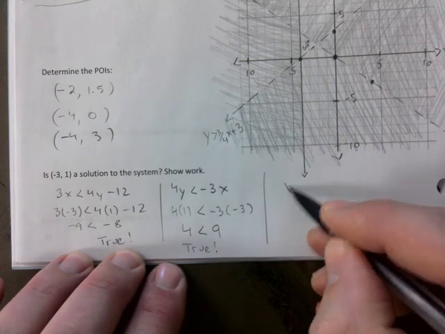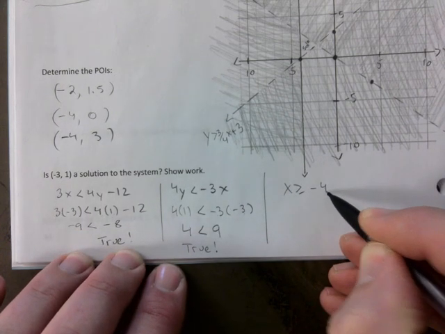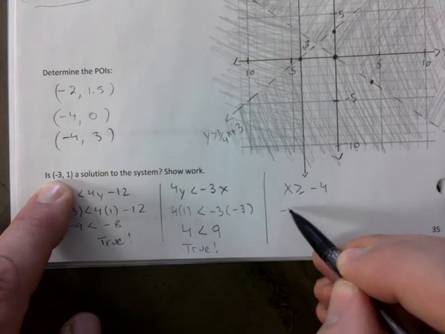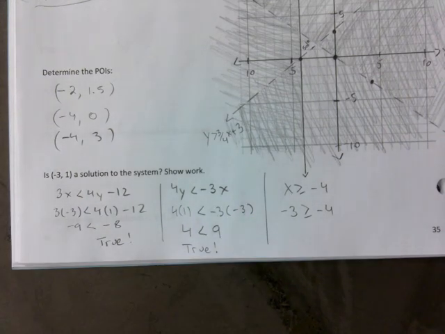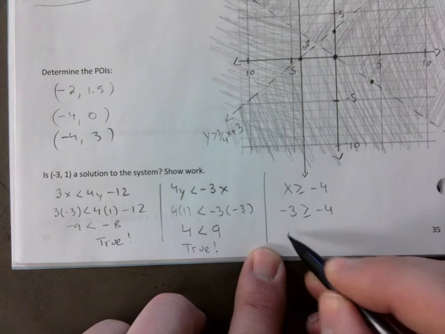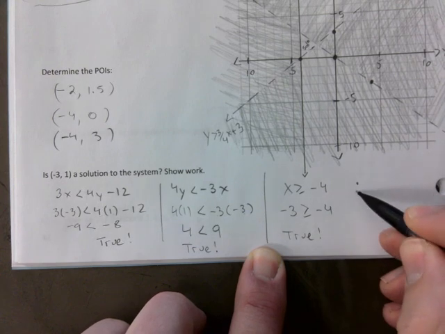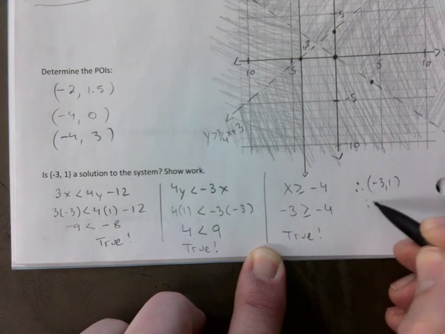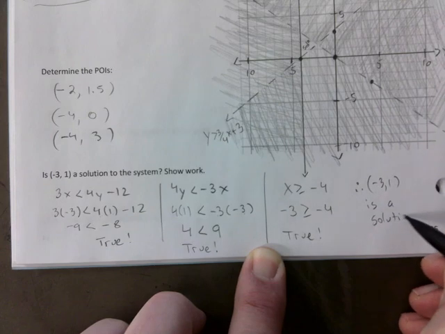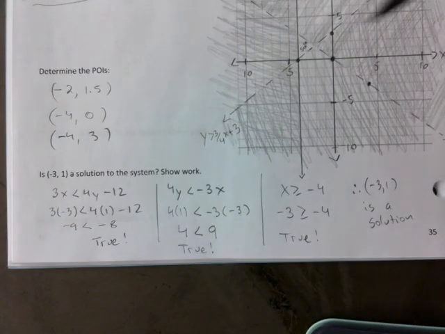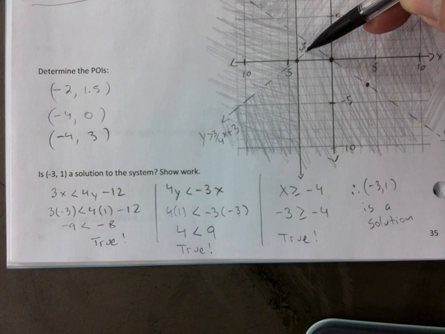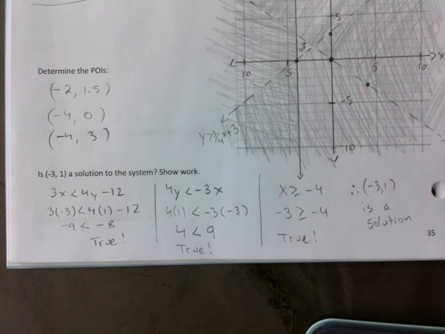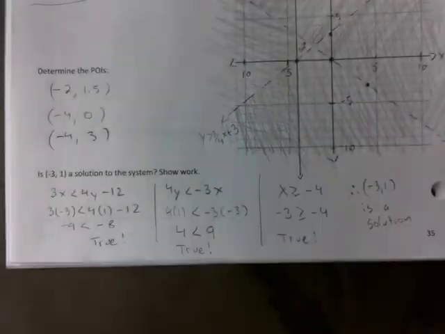Next, x is greater than or equal to -4. All you have is x. So you plug in -3 for x. Is that a true statement? The answer is yes. -3 is bigger than -4. True. Therefore, -3, 1 is a solution. Let's see here. It's probably just inside the solution region if you look at the diagram itself. So it jives.